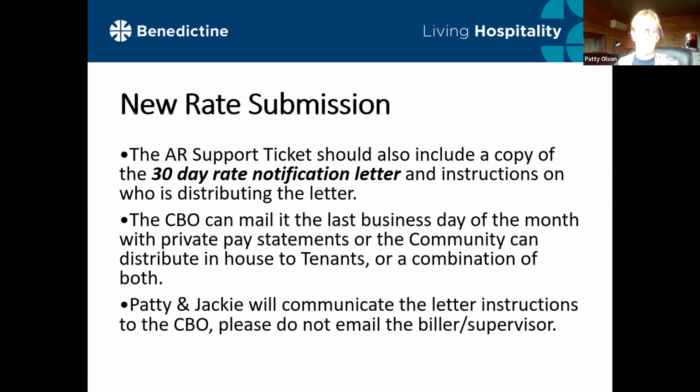And then you can distribute those to the in-house tenants. Like I said, a combination is usually best. Jackie and I will communicate the letter and instructions to the CBO. So please don't email your letters or your rate sheets to your biller or the supervisor. If you can file the ticket, that's where we track everything and make sure we have what we need, and then we just distribute it out to those that need it.